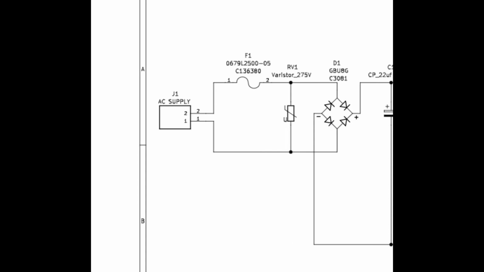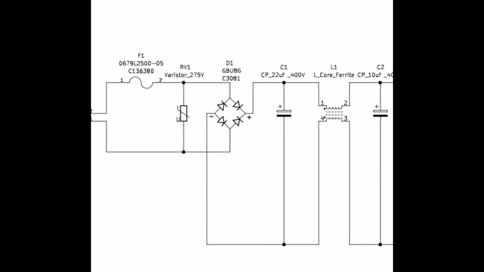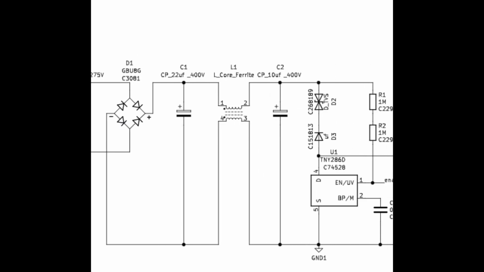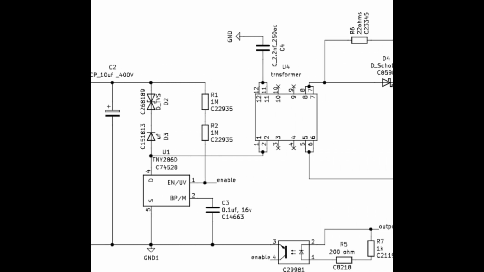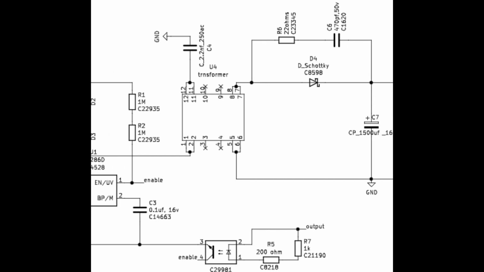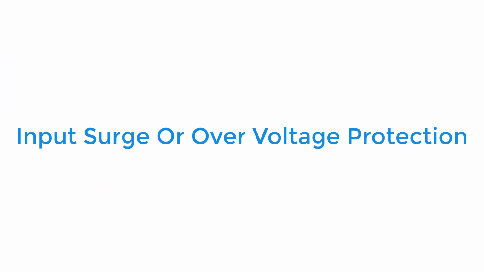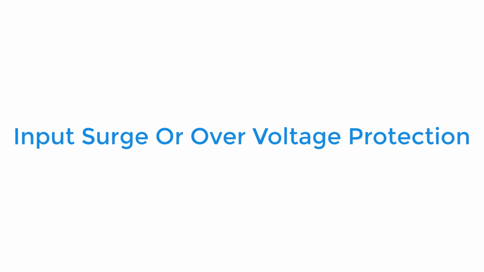This is the circuit diagram that we are going to understand in today's video. This looks very complex when you see it like this. So, for better understanding, we'll divide our circuit into different blocks. Our first block is input source and over voltage protection.